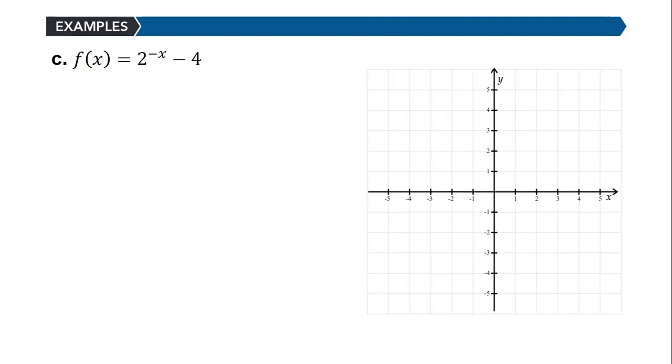And then one more example here, we have f of x equals 2 to the negative x minus 4. So there are two transformations that will occur in this particular problem. 2 to the negative x, so we have a negative on the inside. So that is, we're taking the opposite of x. But the opposite of x occurs across where? It occurs across the y-axis. So this will be a reflection across the y-axis. And then the negative 4 suggests that we will move down 4 units.